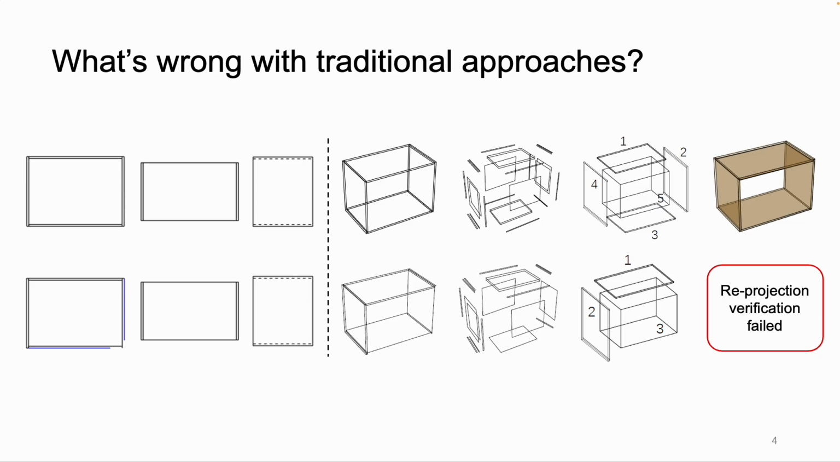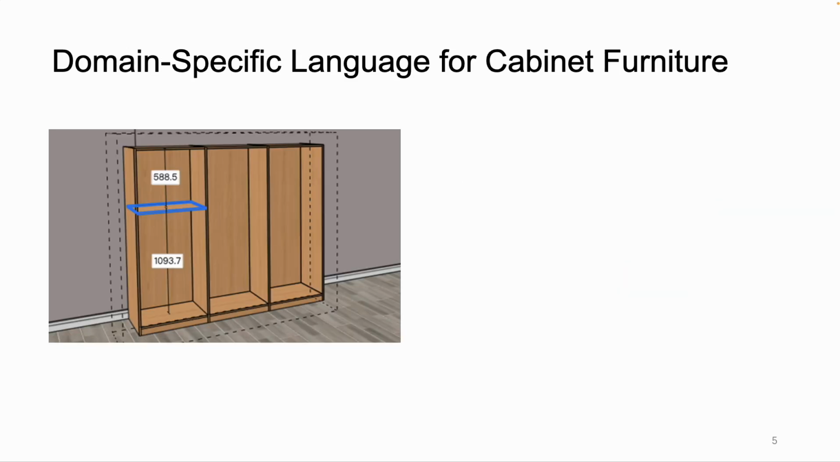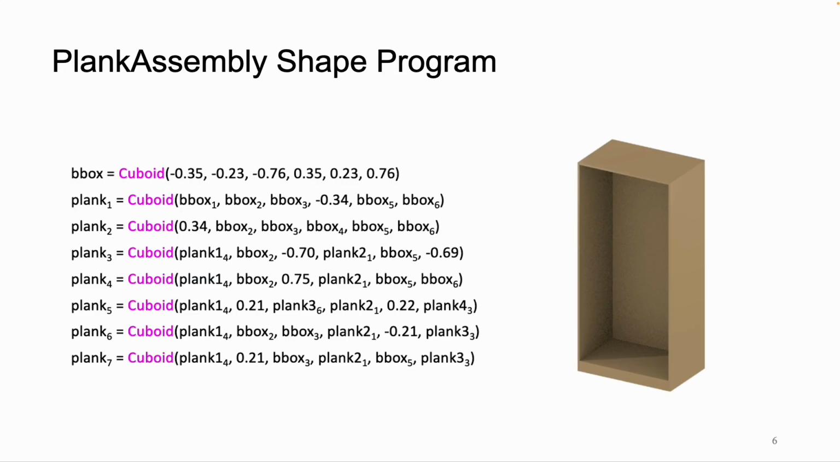final solid reconstruction step. In our work, we focus on cabinets and we develop a simple domain-specific language for them. A cabinet is typically assembled by a list of plank models. Each plank can be represented by an axis-aligned cuboid with 6 degrees of freedom. However, in practice, instead of specifying numerical values for all the coordinates, designers frequently use the attachment operation. Our language also supports this operation.